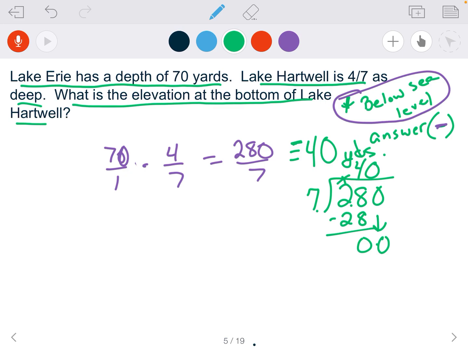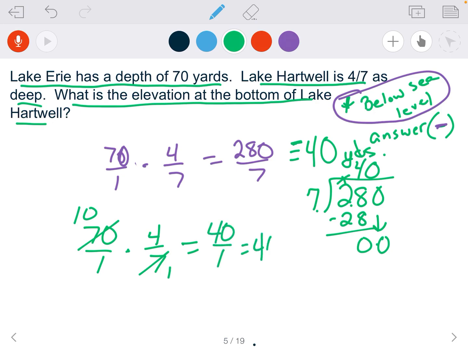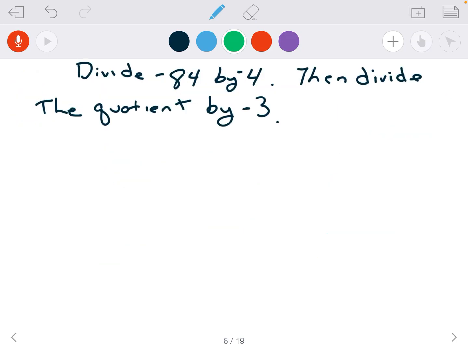So negative 40 yards. If I did canceling, I just want to show you what it looks like because some of you understand this. So I know that 7 is a factor of 7 and 70, so this would be 10, this would be 1. So you would get 40 over 1, which is 40. And again, because it's below sea level, we're going to add our negative because we're going to relate it to the problem. So either way, you get the same answer. Do whichever way fits you.